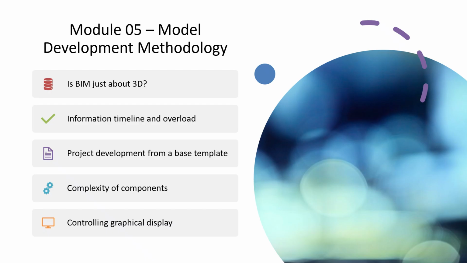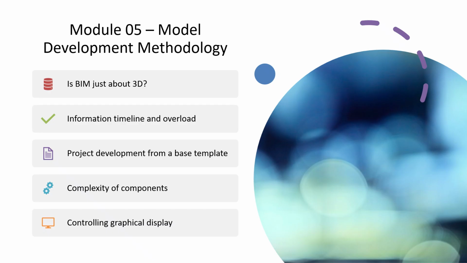We also discuss the complexity of components. Not all elements are created equal. Some are simple, others are deeply parametric. We'll learn how to balance detail with performance and avoid overmodeling. Finally, we look at controlling graphical display. This includes view templates, filters, and visual styles that help communicate design intent clearly and professionally.